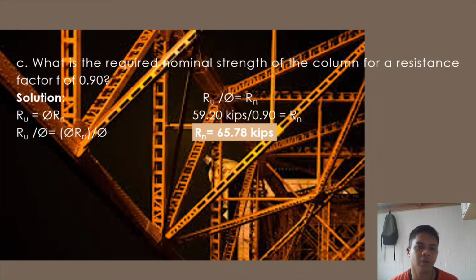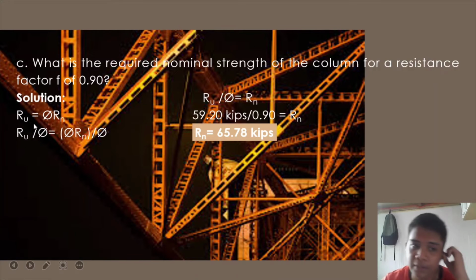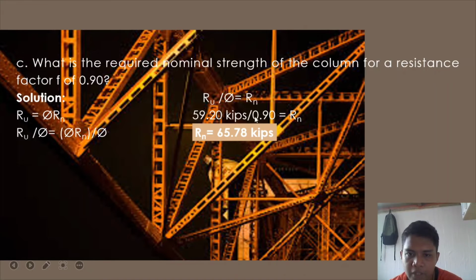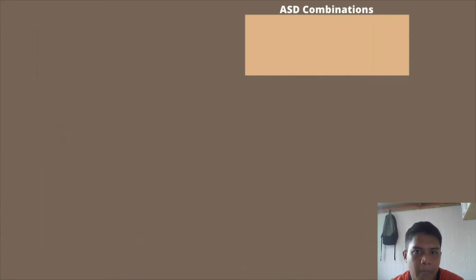Next, what is the required nominal strength of the column for resistance factor of 0.9? So, ito, formula. Tapos derive natin para maging alone yung nominal strength natin dito. And then, required strength over resistance factor is equal to the nominal strength. Then, substitute ngayon natin. Yung nakuha natin kanina, 59.20, tapos yung 0.9, divide natin ngayon. 59.20 divide 0.9. Ang required nominal strength natin ngayon is 65.78 kips.